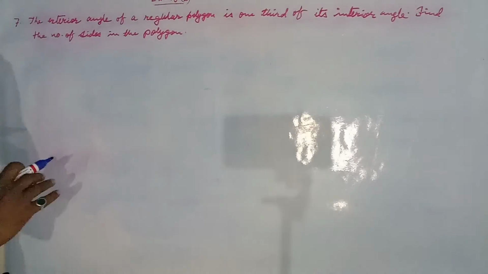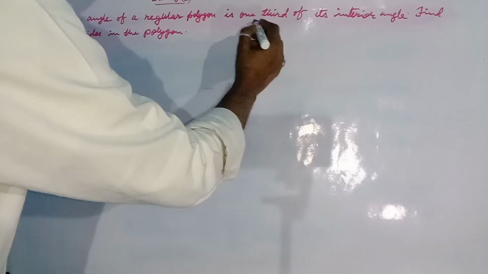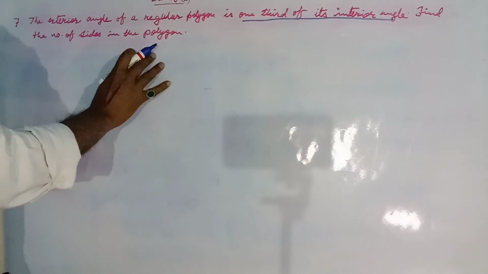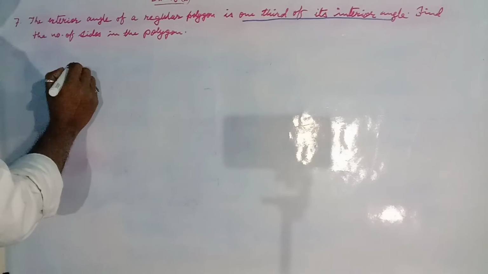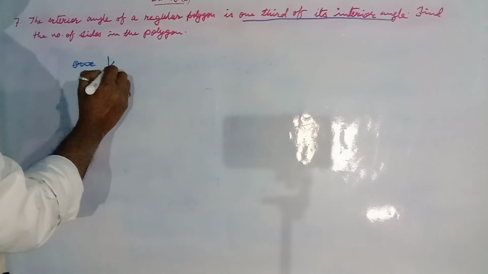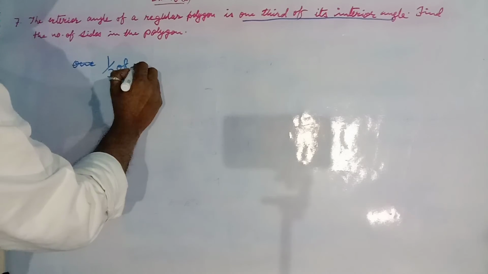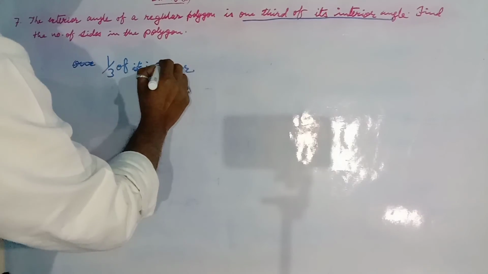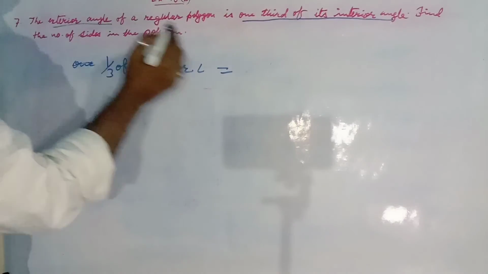Now we have question number 7. The exterior angle of a regular polygon is 1/3 of its interior angle. See, 1/3 of its interior angle. Then we have to find the number of sides in the regular polygon. So first we will write 1/3 of its interior angle. 1/3 means like this, 1 by 3 of its interior angle, of interior angle equals the exterior angle.